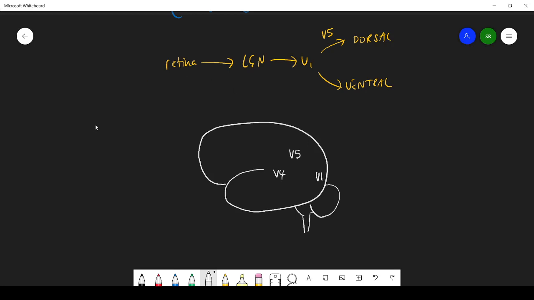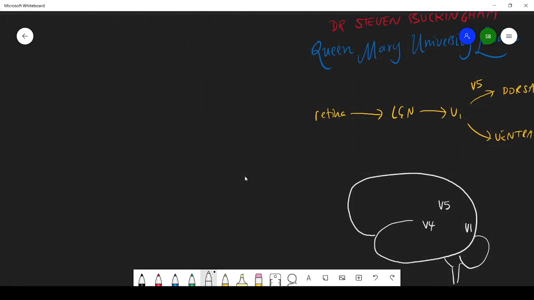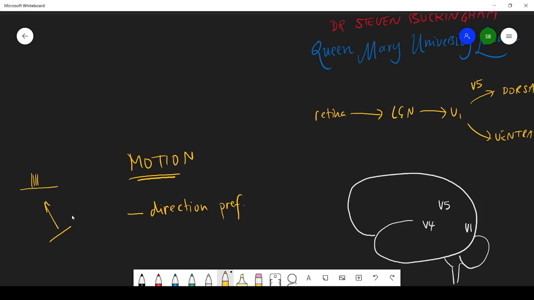So what's special about V5? What are its characteristics? The main one is that V5 appears to be specialised for motion. If you record from cells in V5, they have a direction preference. Most of them prefer to have a line or an object moving in a particular direction, which will cause a big response, whereas moving in a different direction would cause a much less vigorous response. So you can present that as a vector of preference of motion, kind of like this.